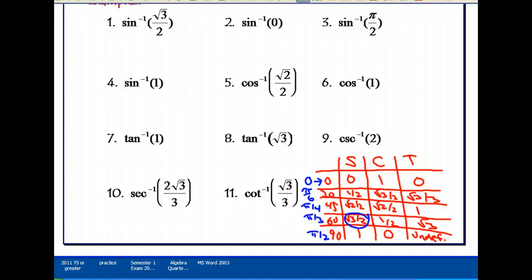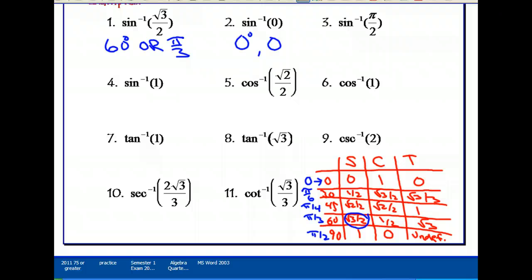So the sine inverse of square root of 3 over 2, there it is. I can give 60 degrees, or I can say pi/3. So why don't we just give both? Sine inverse of 0, where's the sine 0? 0 degrees, or 0 radians. What about the sine inverse of pi/2? Don't get fooled. They may think it was 1.